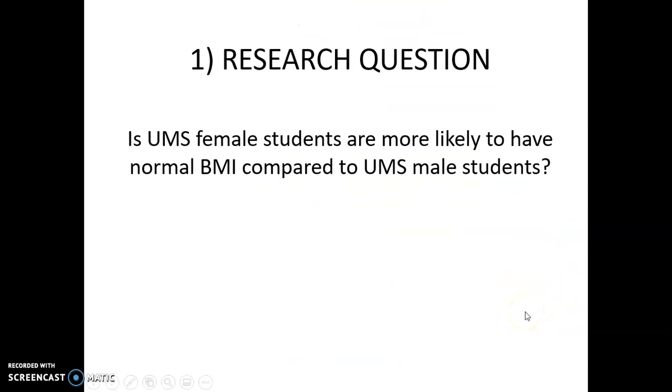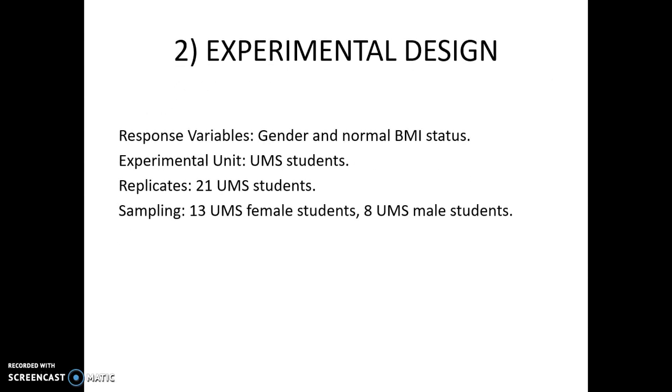So moving on to the modified research question: are UMS female students more likely to have normal BMI status compared to UMS male students? For the experimental design, the response variables are the gender and the normal BMI status. Gender is male and female student, and the normal BMI status is either yes or no. The experimental unit is the UMS students. The replicates are the 21 UMS students involved, and the sampling is 13 UMS female students and 8 UMS male students. We separated the students according to their gender.